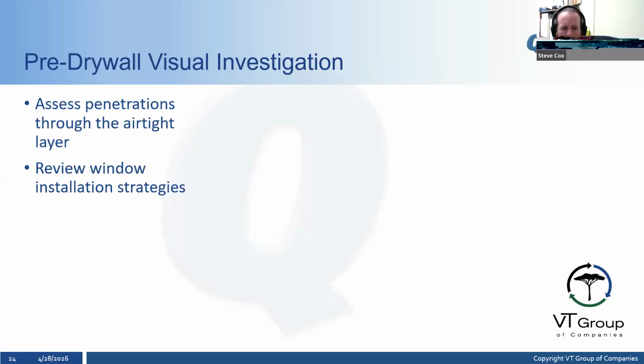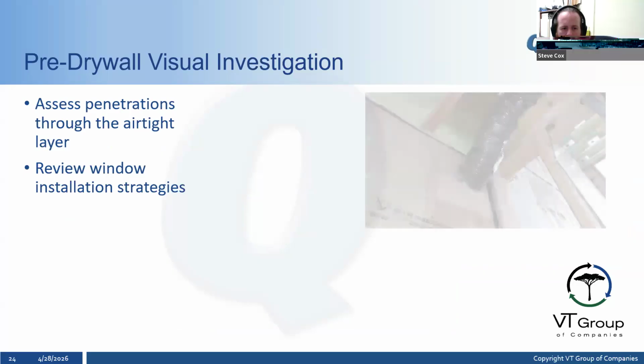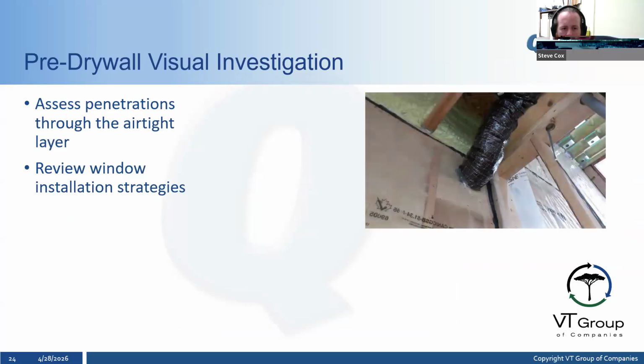Something else we look at is we assess penetrations through the airtight layer, like this one here. This one, they didn't even bother to try and tape, right? So in a drywalled blower door test, this is going to be a difficult leak to trace, but because we did this at pre-board, this is not a difficult leak to trace. We know exactly what's going on here.